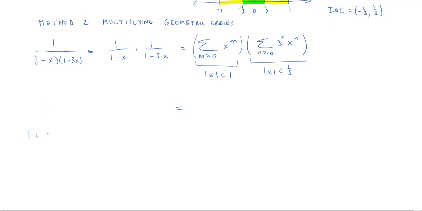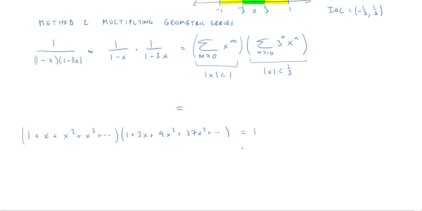So I have 1 plus x squared plus x cubed, etc., times 1 plus 3x plus 9x squared plus 27x cubed, etc. Notice I'm getting powers of 3. That's where the 1, 3, 9, 27 are coming from. And if I wanted to multiply this out, I'd start by saying, how can I get a constant? Okay, I do 1 times 1. All right, no big problem there.